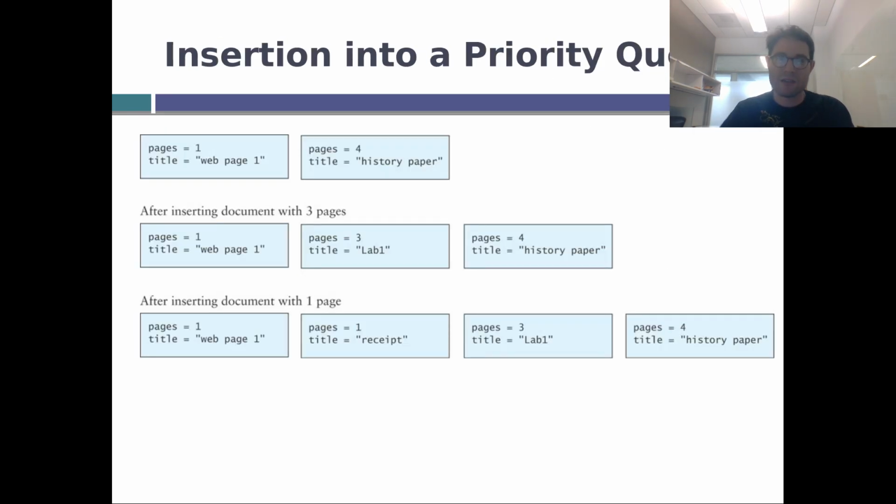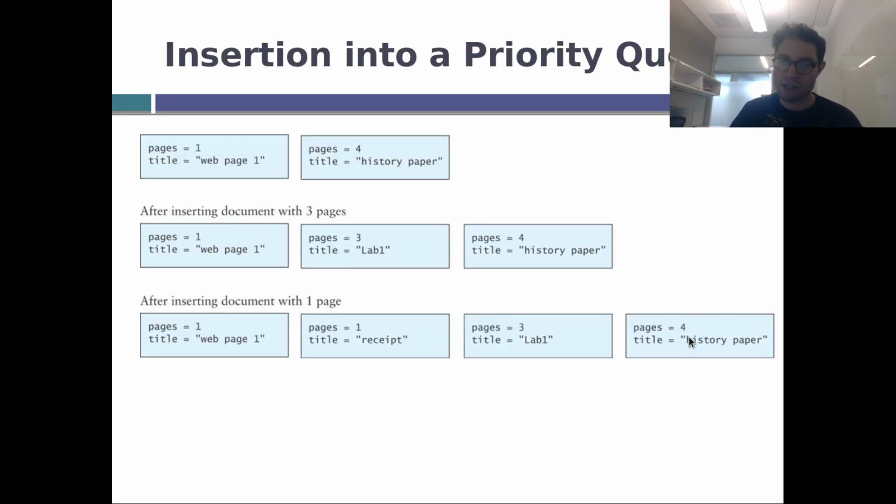So here's the priority queue for printing a page. We've got this one web page. We've got a history paper that's 4 pages. We insert a document with 3 pages, and then we insert a document with 1 page. Now we use a heap to reorder everything. So it's a queue that reorders based on some value. Here it's the number of pages. It can also be based on the priority of something.